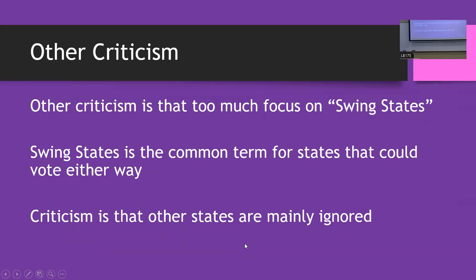There are other criticisms of the Electoral College. One is that it puts too much emphasis on, quote, swing states, unquote. Swing states is the term where states could likely vote either way. In the last couple of elections, Michigan was a swing state, kind of, where there's a lot of focus, at least at one point in the election, on, well, are the Republicans or are the Democrats going to win it? Okay.